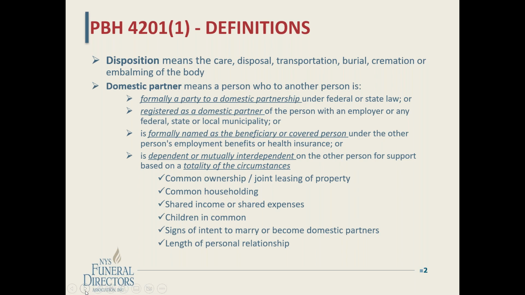So if you're common owners in property, home, something along those lines, you have a common household. So again, it's not that you own the house together, that's the first one, but you live in the same house and you're actually creating a household together. If you're sharing your income or expenses, if you've had children together, if you are intending to get married, so you're engaged, you have plans, you have filed an application for a domestic partnership, those are things that would also be signs. And then the length of the relationship.